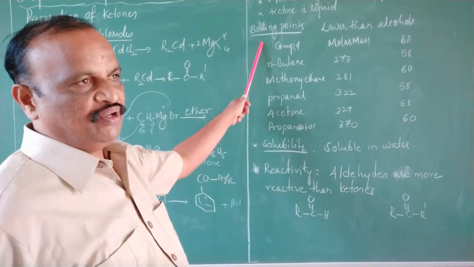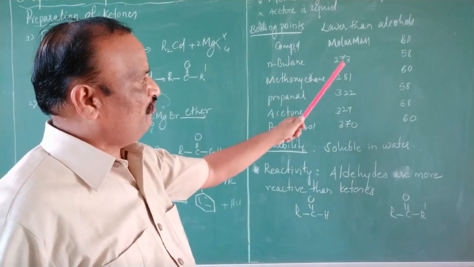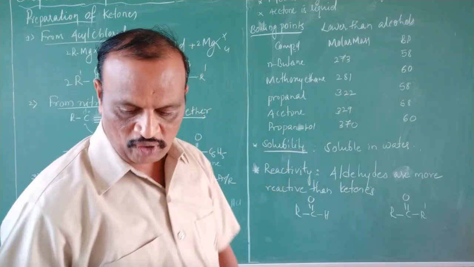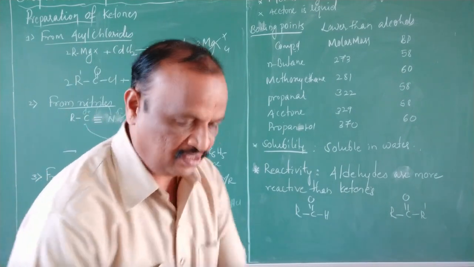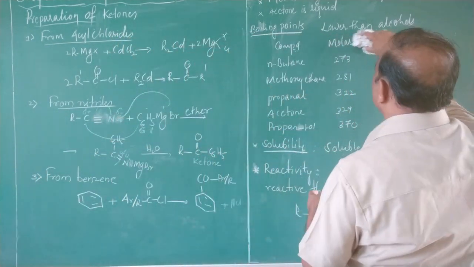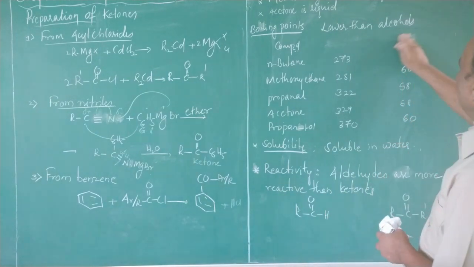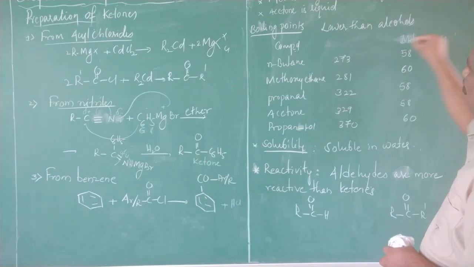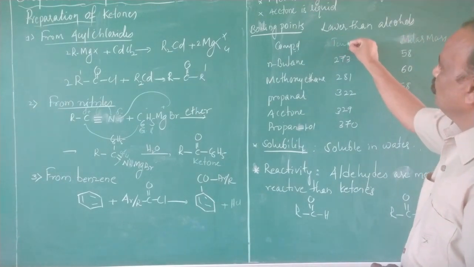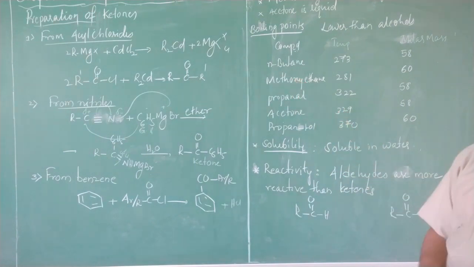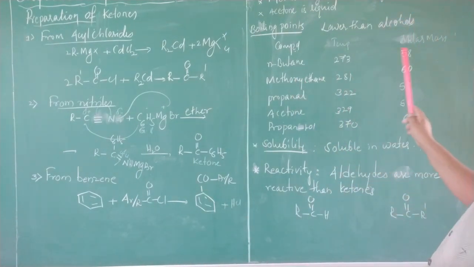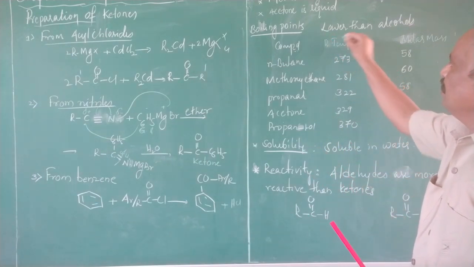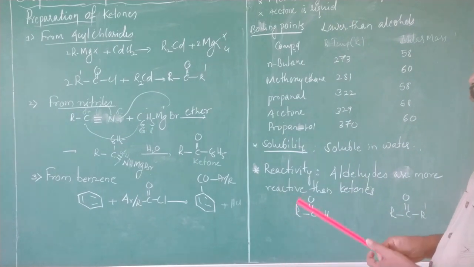Secondly, the boiling point, a very important one. Here is a comparison of boiling point values of compounds with comparable molar masses. Here I have written the molar mass and here the temperature. The molar mass of butane is 58, and its boiling temperature in Kelvin is 273.